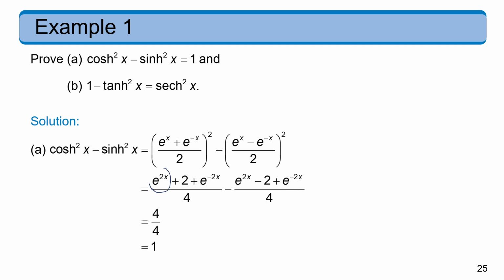Now, notice, because this minus here distributes to all three terms, the e to the 2x will cancel with this minus e to the 2x. I'll circle the next ones in green, so e to the negative 2x will cancel with this one because the minus distributes to that one. And then all that's left are these two in red. 2 and then minus negative 2, that's 2 plus 2, which is 4. So the numerator simplifies to 4. Denominator was already 4, and so we get 1. So notice what we did. We started with this expression, we simplified it, and we got 1, so that proves this identity in part A.